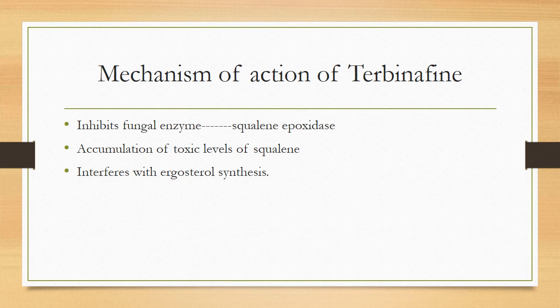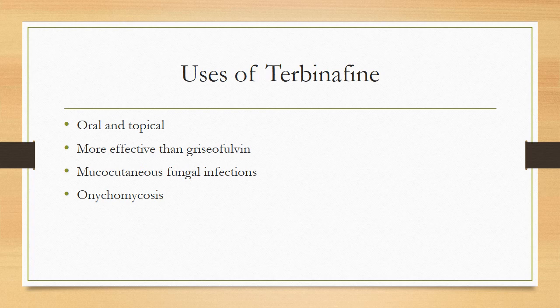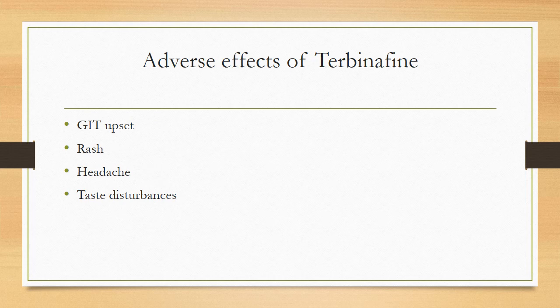Mechanism of action of terbinafine. It inhibits the fungal enzyme squalene epoxidase, leading to accumulation of toxic levels of squalene and interfering with ergosterol synthesis. Uses of terbinafine are oral and topical, more effective than griseofulvin, for mucocutaneous fungal infection and onychomycosis. Adverse effects of terbinafine are GIT upset, rash, headache, and taste disturbances.